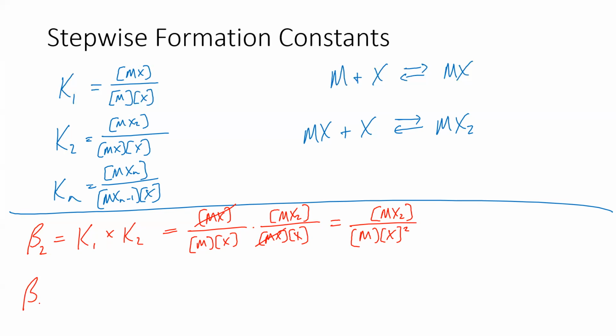And for beta n, again, that's K1 times K2 dot dot dot times Kn, however many we're going to have. And the way that works out is that you'll have these sequential cancelings, and we just add up our X's on the bottom, and so we end up with MXn on top, M times X to the nth power on the bottom.